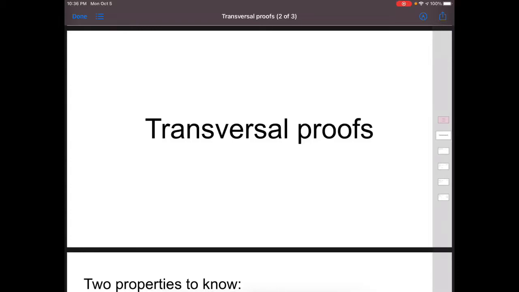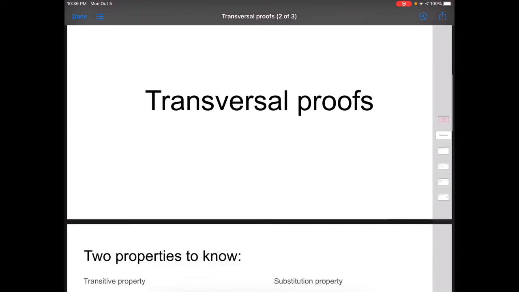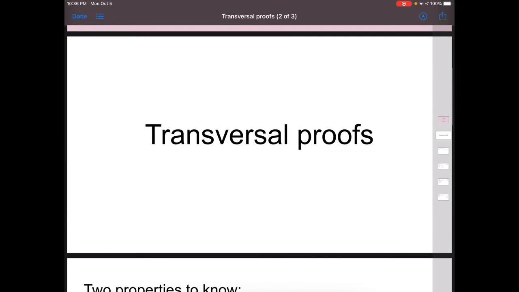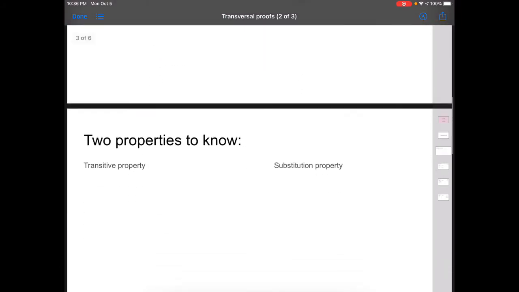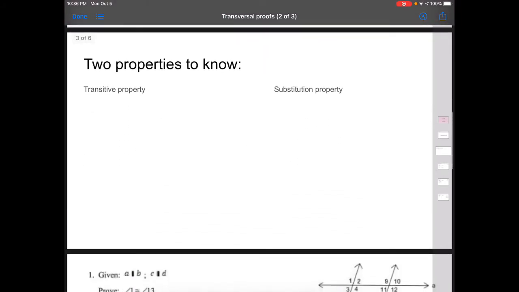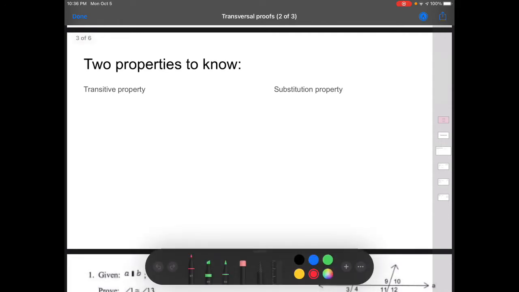Alright, today we're going to be doing some proofs with transversals. So by the end of this lesson, you'll be able to fill in the blanks with proofs that use the angle pairs that we learned. Alright, so there are two properties that you do need to know.